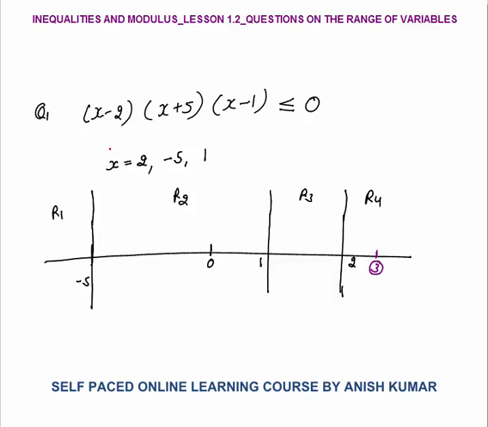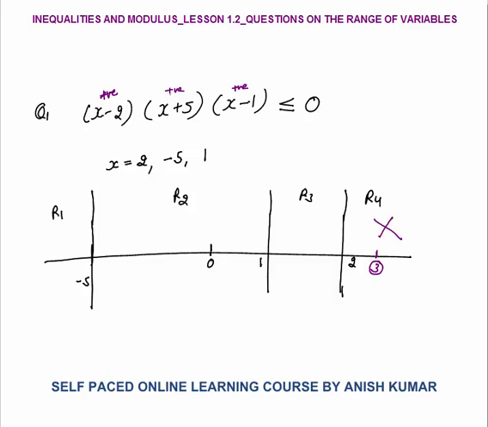If you put x equals 3, this will be positive, this will be positive, and this will also be positive. The product of 3 positive numbers, whenever x equals 3, is not less than 0. So this will not be the region that satisfies the inequality. You only need to check one value. If one value does not satisfy, all the values will not satisfy. So for all values of x more than 2, this inequality will not be satisfied.